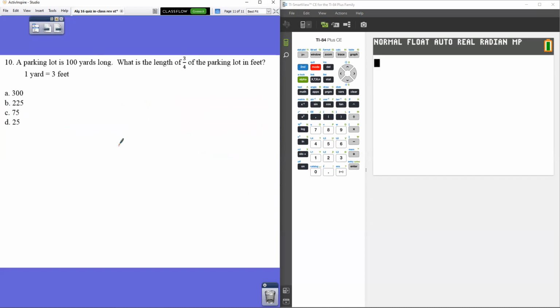And in this last question, a parking lot is 100 yards long. What is the length of 3/4 of the parking lot in feet? Well, the first thing we would need to do is figure out 3/4 of 100. So I'm going to multiply 100 times 3/4. You could change this into a decimal if you wanted to, or we can multiply it out by using the fraction bar, or the divided by sign as a fraction bar. We can multiply it like that as well. All right, 100 times 3/4 is 75.